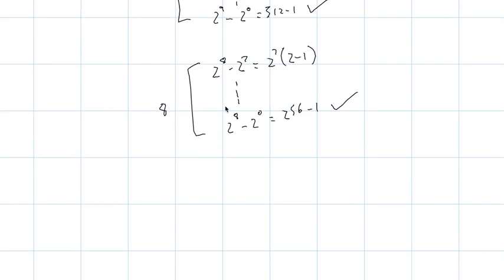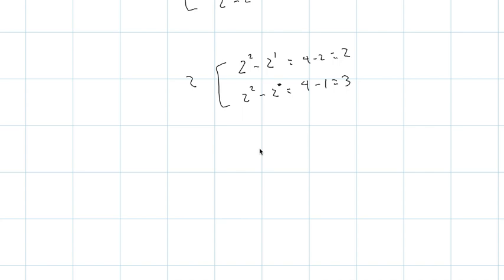And you continue this process until you get all the way down to 2 squared minus 2 to the 1. It's 4 minus 2 is 2, and 2 squared minus 2 to the 0, 4 minus 1 is 3. 2 options here. And lastly, 2 to the 1 minus 2 to the 0 is 2 minus 1, which is 1. And 1 option here.